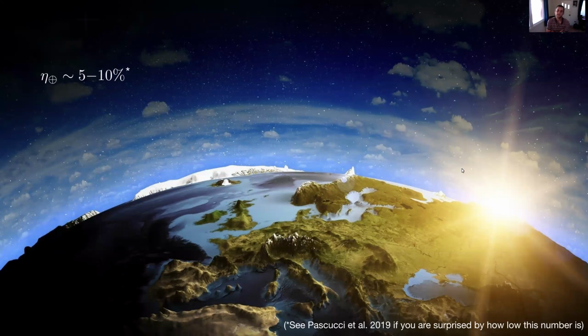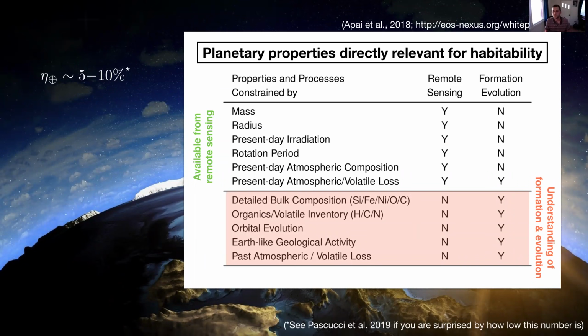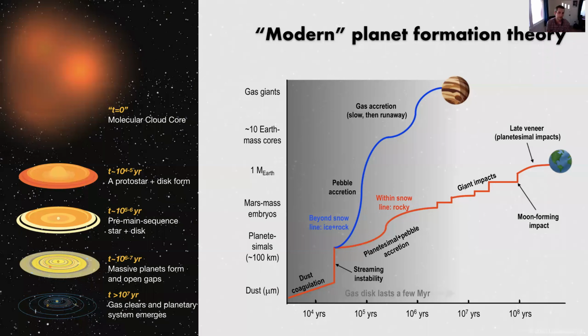But there are many other properties we'd like to know if we want to fully characterize an exoplanet. Some of these are accessible through remote sensing, so observations from the ground or from space, but others are not and require a more complete understanding of planet formation and planet evolution. Luckily, today, we have a fairly complete theory for planet formation.